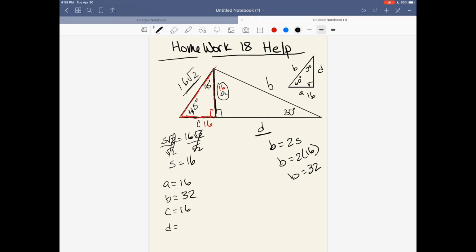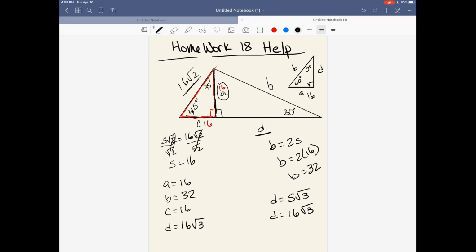So D was S square root of 3. Again, all you do is plug in the S. The S we said was 16, so D is 16 square root of 3. And just like that, we've got all our answers right there.